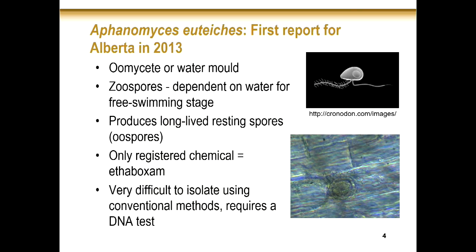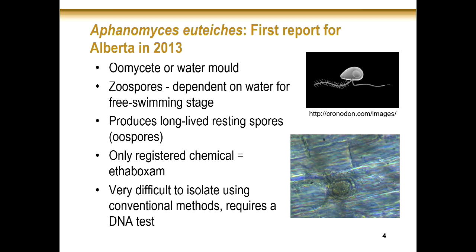Okay, so I'll start by talking about Aphanomyces euteiches. The first report of this pathogen was in 2013 in Alberta, and just because Saskatchewan always has to do everything a little bit better than us, they found it first in 2012. And we thought, oh, if Saskatchewan has it, we must have it too. So we looked for it in Alberta, and indeed we did.